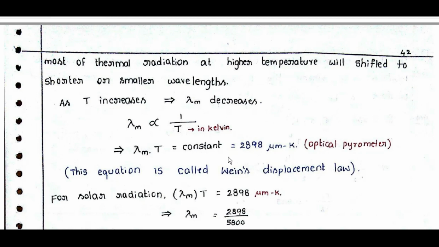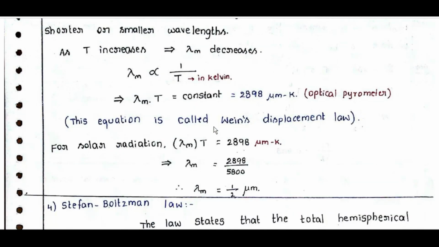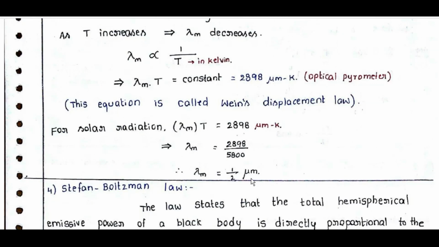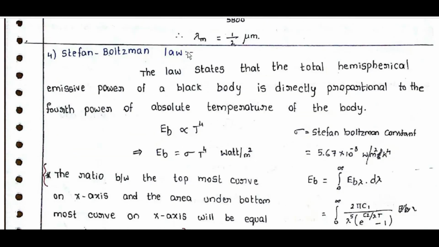Optical pyrometer uses this principle. This equation is called Wien's displacement law. For solar radiation, lambda m into T is equal to 2898 micrometer Kelvin. Lambda m is equal to 2898 by 5800 Kelvin. Lambda m is equal to half micrometer.